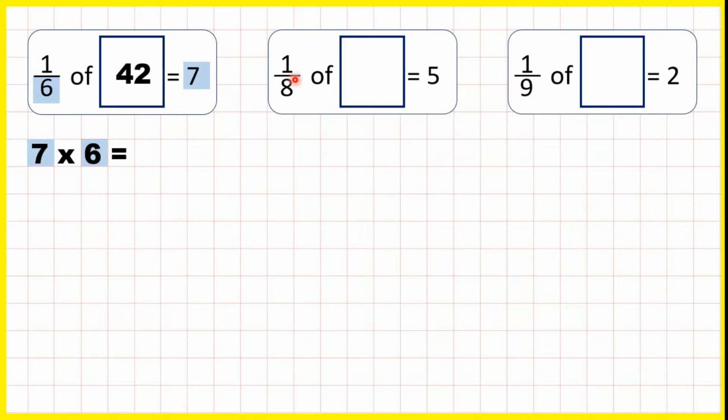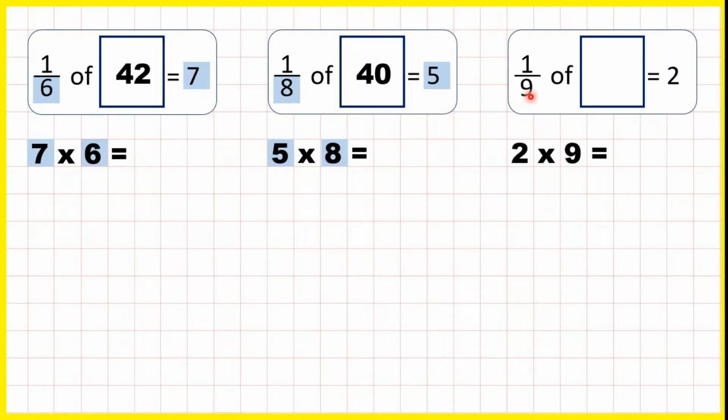Now, for 1/8 of something is 5, we're going to work out 5 times 8. That's 40, so 1/8 of 40 is 5. And that makes sense because 40 divided by 8 is 5. Now find 1/9 of something equals 2. Again, because it's a missing number, rather than dividing by the denominator, we're going to multiply. 2 times 9 is 18, so 1/9 of 18 is 2, because 18 divided by 9 is 2.